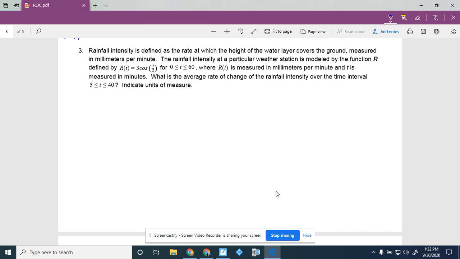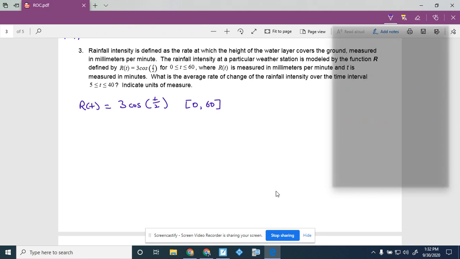So let's read it. Rainfall intensity is defined as the rate at which the height of the water layer covers the ground, measured in millimeters per minute. It says the rainfall intensity at a particular weather station is modeled by the function r, and they're telling you that r of t is 3 cosine of t over 2, and we're using that model on this closed interval between 0 and 60, where t is measured in minutes and r of t is measured in millimeters per minute. All that nonsense. All right, let's get to the question.